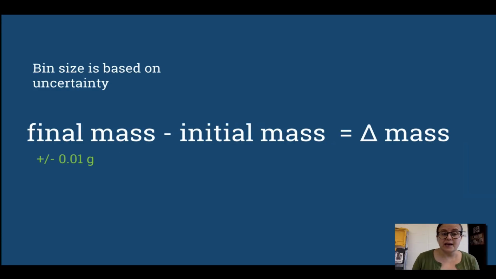The final mass measurement had an uncertainty of plus or minus 0.01 grams. That's the uncertainty of the balance. Same for our initial mass. It had an uncertainty of plus or minus 0.01 grams, which means our change in mass calculation has double the uncertainty because it was made with two measurements. Our change in mass uncertainty is plus or minus 0.02 grams. That means when we find our calculated change in mass, it could be off by plus or minus 0.02 grams because each of the two measurements used to make that calculation could be off by plus or minus 0.01 grams.